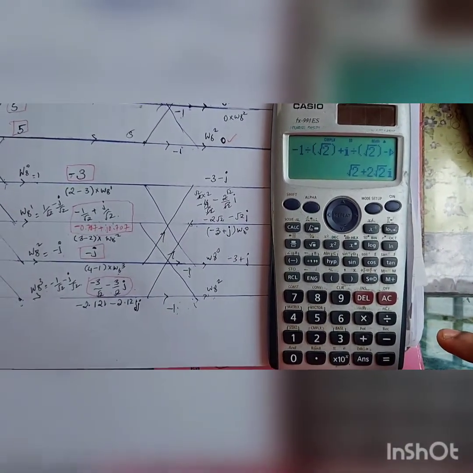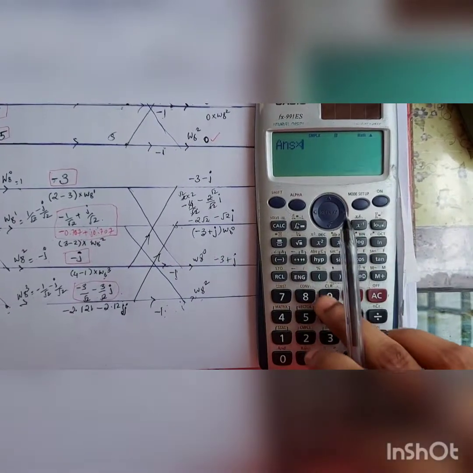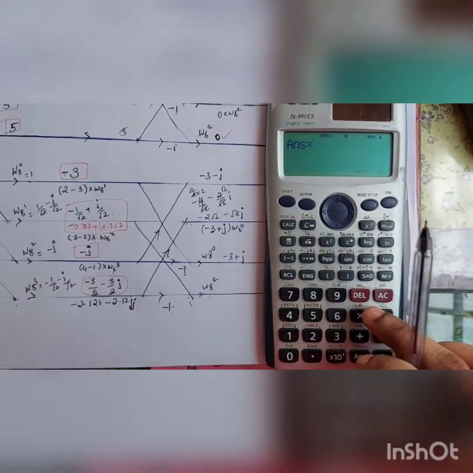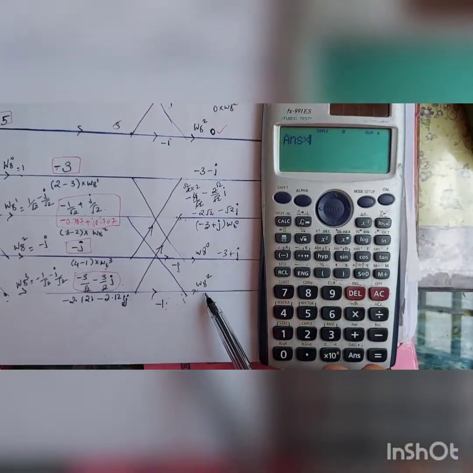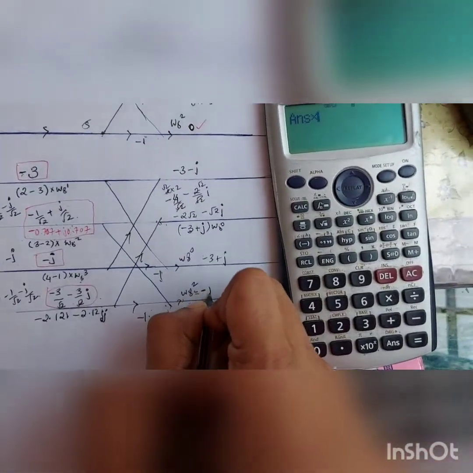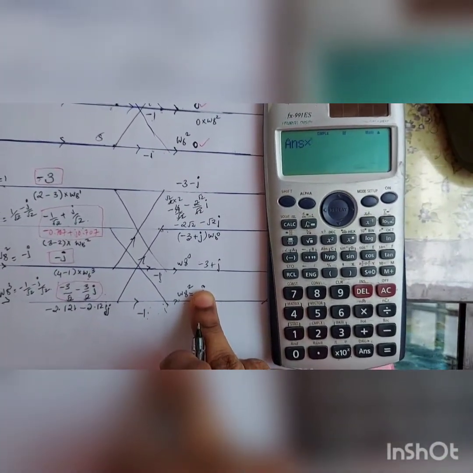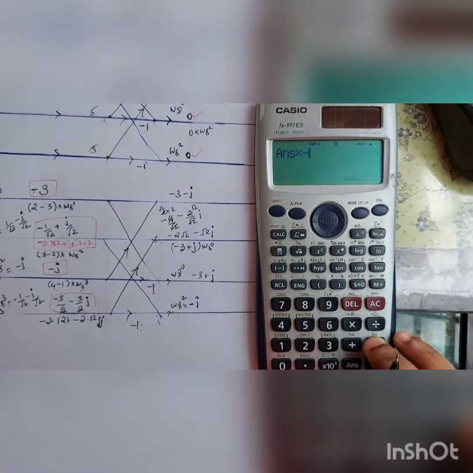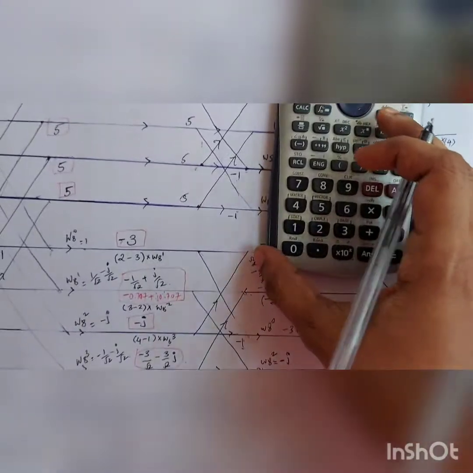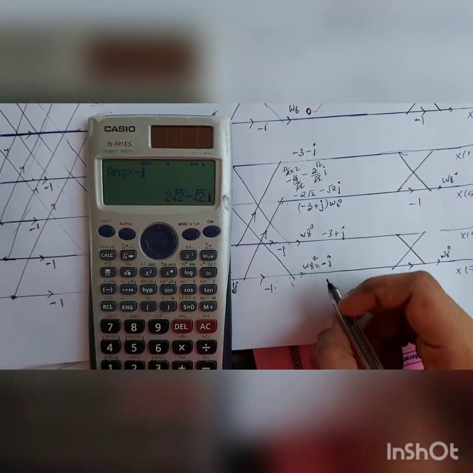This answer into W8 power 2, sorry, W8 power 1 I had stored in A. W8 power 2 is nothing but minus j, which you already know. So I got the answer till here. Answer into minus j, what do I get? So I get 2 root 2. I write it here: 2 root 2 minus root 2 j.